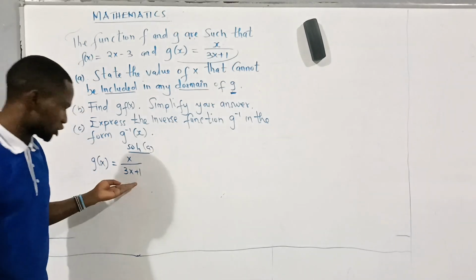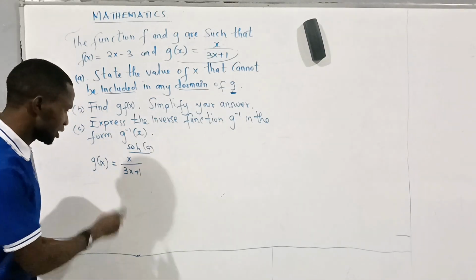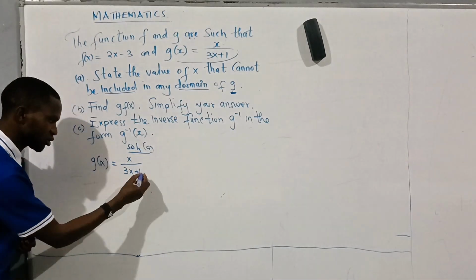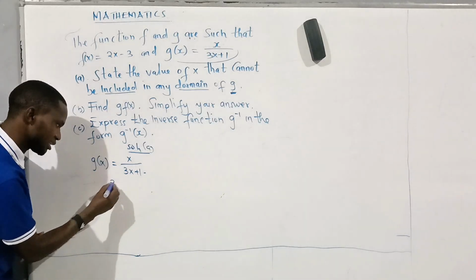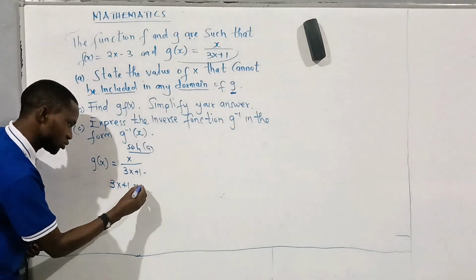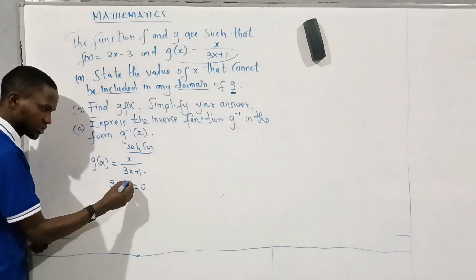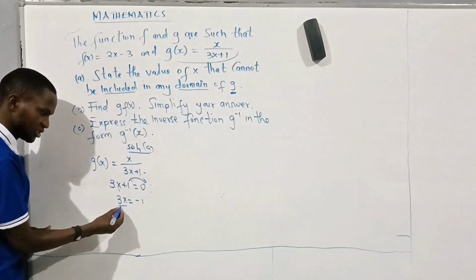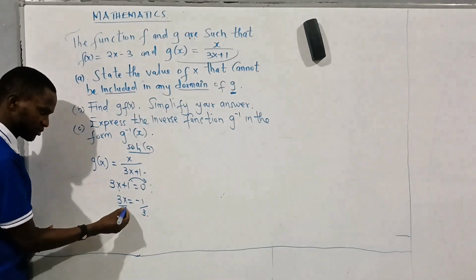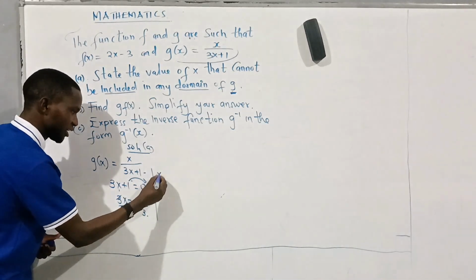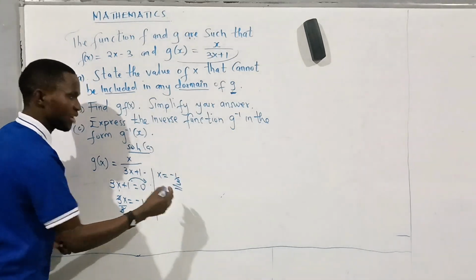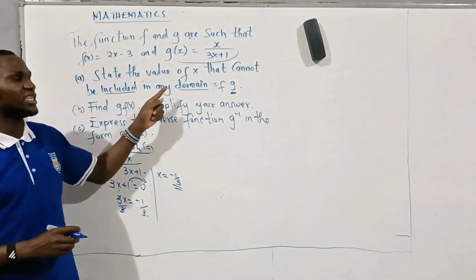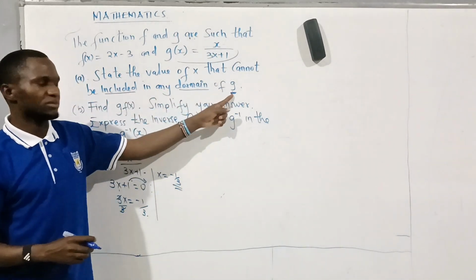Because we do not have a root, do a very simple thing. Take this denominator only and equate it to 0. The denominator is 3x plus 1, equated to 0. Find the value of x. Take 1 to the other side, you have 3x is equal to negative 1. We divide by 3, divide by 3. Therefore, the value of x is equal to negative a third. Therefore, negative a third is the value of x that cannot be included in any domain of g.